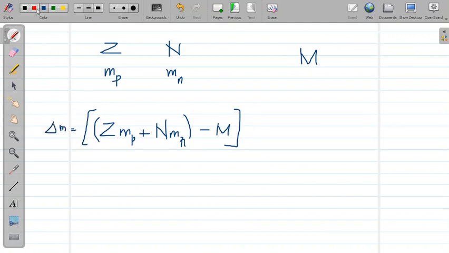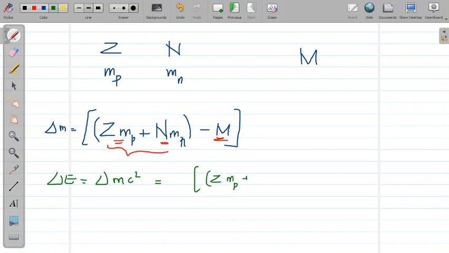Here you can see the first term in the bracket indicates the expected mass if we combine Z protons and N neutrons, and this is the actual mass of the nucleus. And we know the equation for binding energy is delta E equal to delta M into C square. So it will be equal to Z mp plus N mn minus m, into C square. So this will be the equation for binding energy.